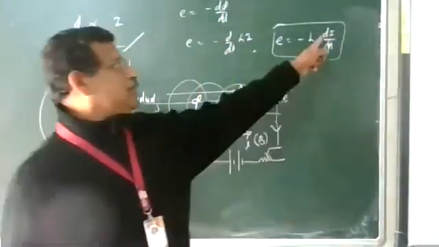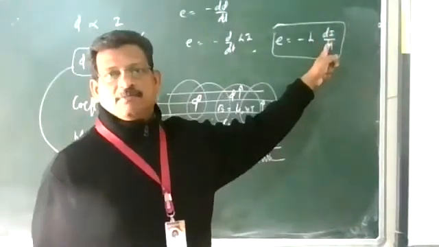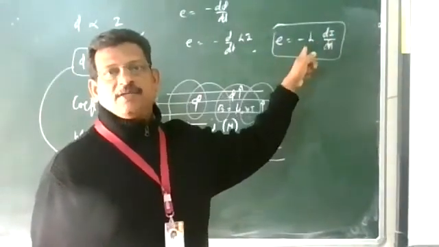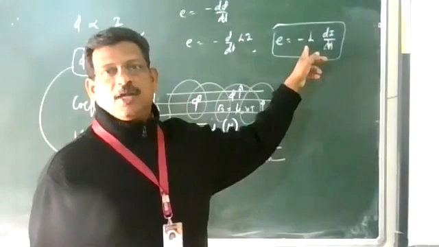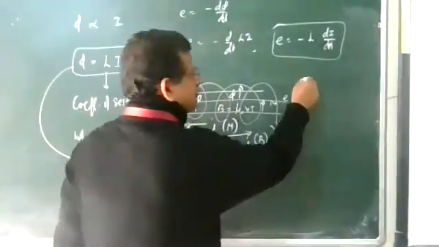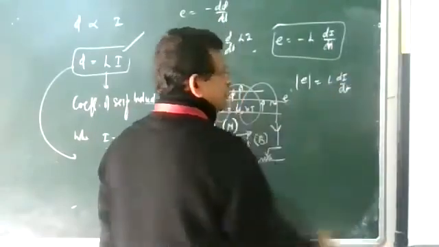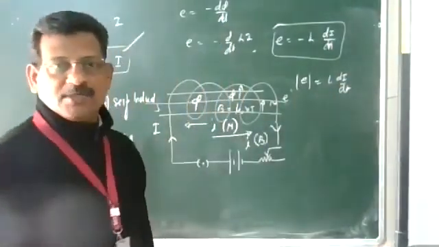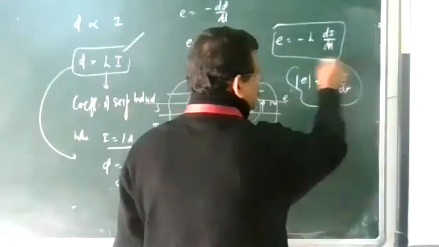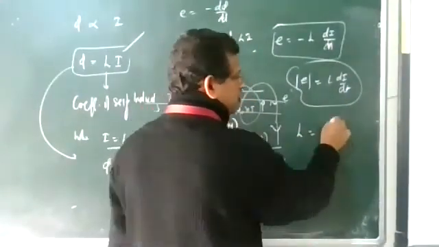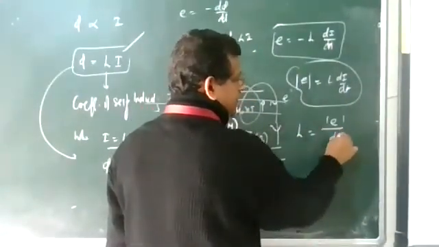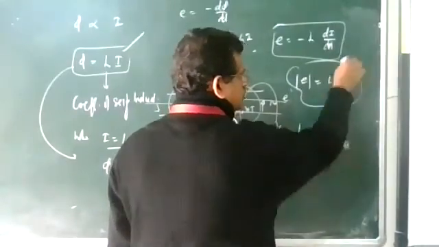You can see that whenever there is a rate of change of current in the coil, EMF is induced. The negative sign gives the direction according to Lenz's law. If you write the magnitude, it is L into dI by dt. So how can you define L from this equation? The definition of L also follows from here: L equals E divided by dI by dt. It's a very important equation.